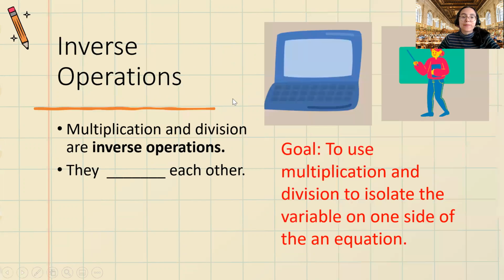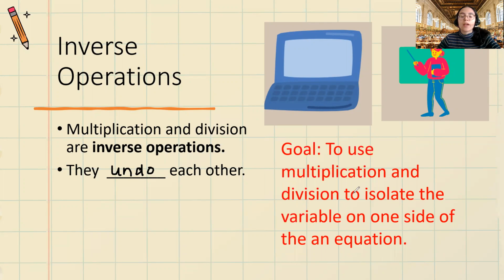Today we're going to learn how to use multiplication and division in order to solve equations. So first, we're going to recall inverse operations. Inverse operations are two operations that undo each other. And last time we learned that addition and subtraction were inverse operations, and that multiplication and division were also inverse operations. The reason they are inverse operations is because, like we mentioned, they undo each other.